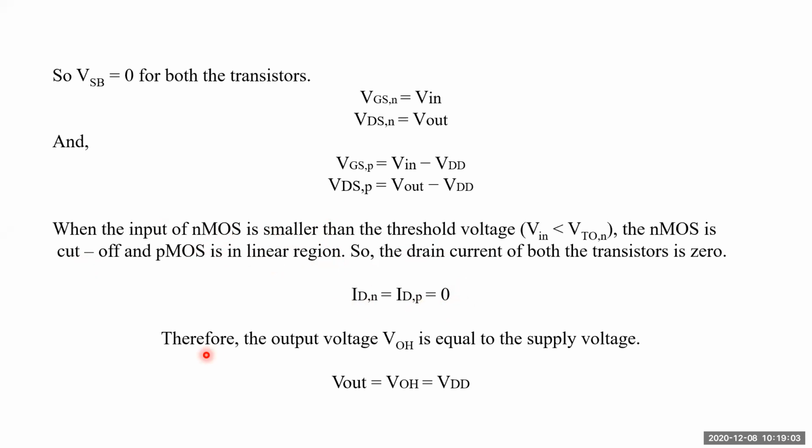Now similarly, if you look at the output voltage here, the output voltage is VOH. VOH means what? It is a high logic at the output. VOH means high logic at the output voltage. That is called VOH. The output voltage is equal to the supply voltage. Therefore, whenever this condition occurs, at that time the output voltage is equal to VOH, and that is equal to VDD.